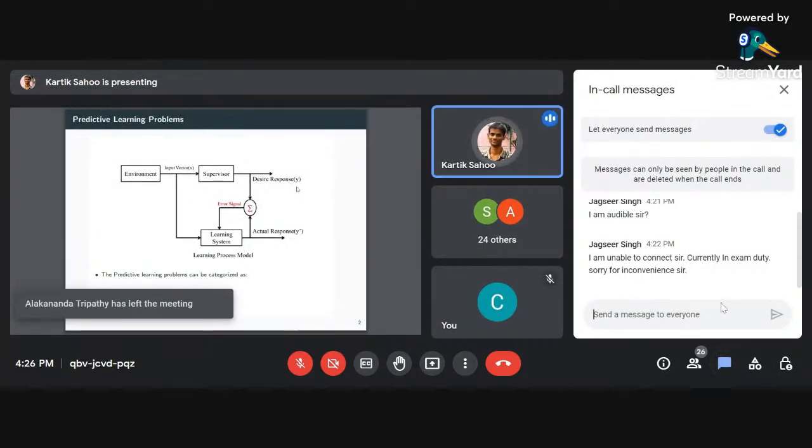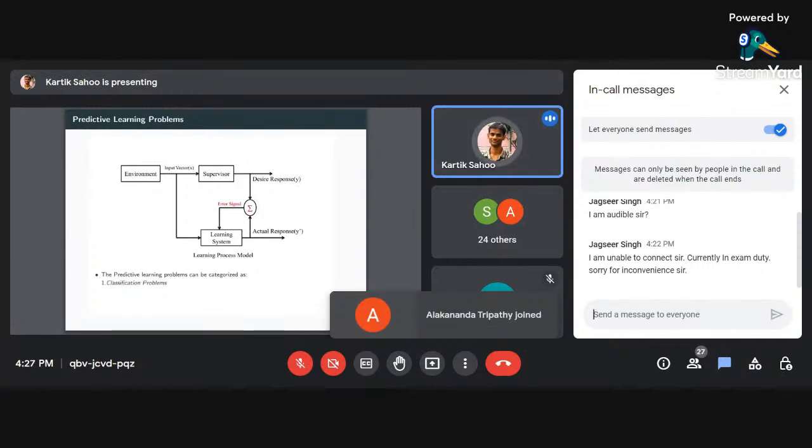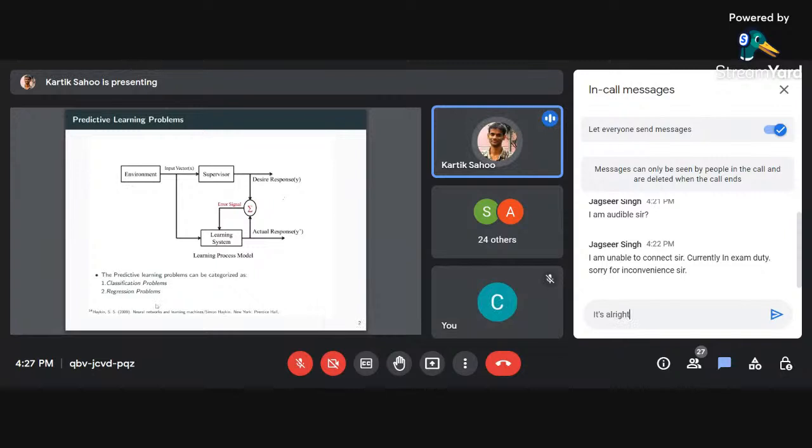So the predictive learning problem can be categorized into two: one is the classification problem and one is the regression problem. You can find these types of references in the slides.